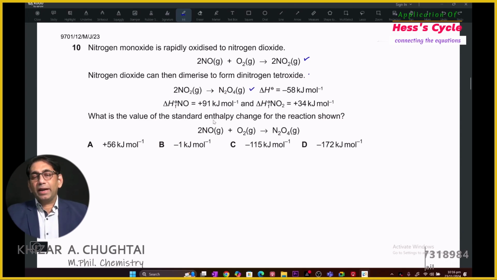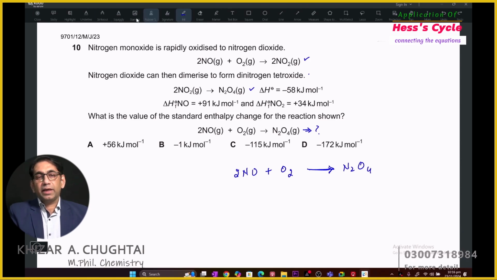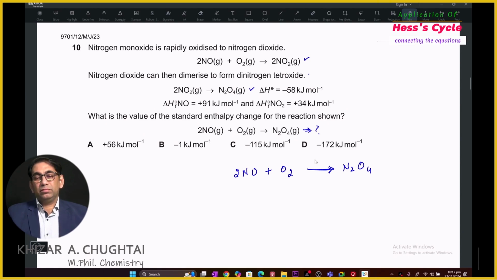What is the value of the standard enthalpy change of the reaction shown over here? This one. What is the answer of the enthalpy change of this reaction? So first of all, I'm going to write this equation once again: 2NO plus O2 goes to N2O4. For this reaction, I'm supposed to find the enthalpy. Let's suppose its answer is equal to X.